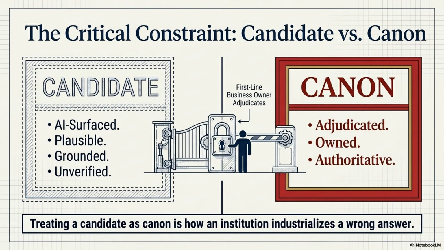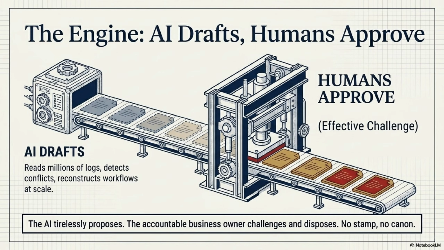Who adjudicates? The first line of defense, the business owners who actually run the process and are accountable for it. The AI proposes, they dispose. That handoff has a name in this series, and it gets a stamp. This is the stamp you'll see on every capability in this act, so let's introduce it properly.